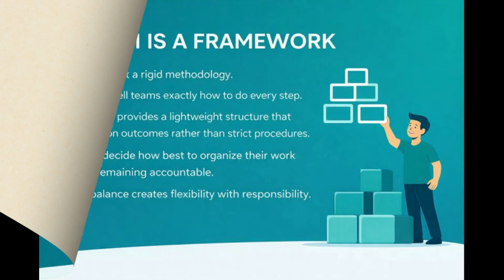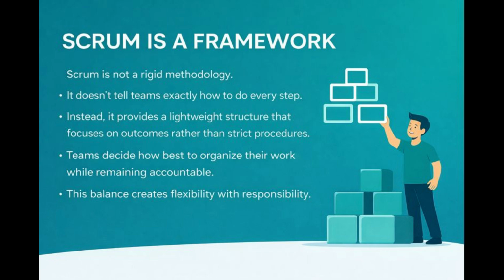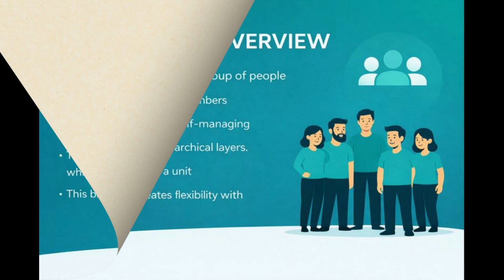Scrum is a framework. Scrum is not a rigid methodology. It doesn't tell teams exactly how to do every step. Instead, it provides a lightweight structure that focuses on outcomes rather than strict procedures. Teams decide how best to organize their work while remaining accountable. This balance creates flexibility with responsibility.